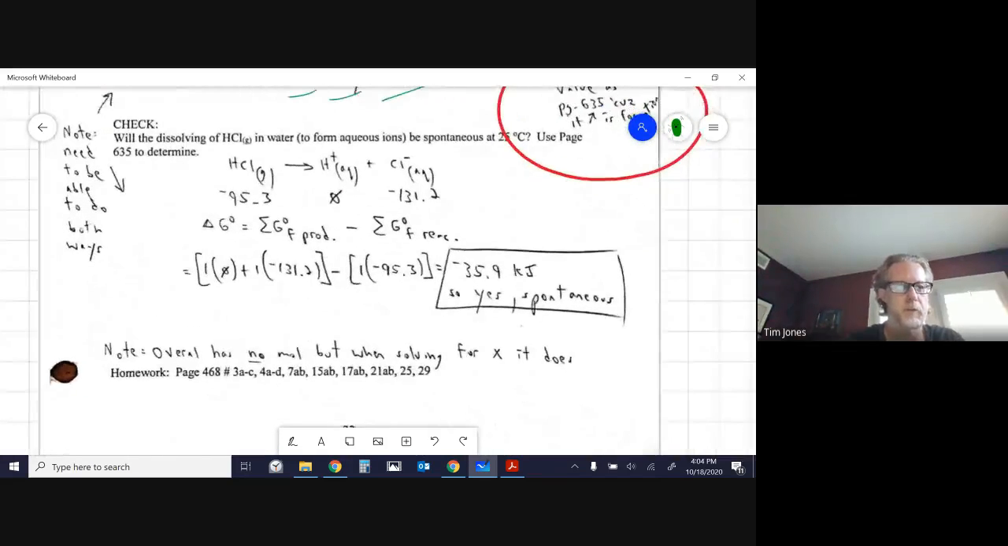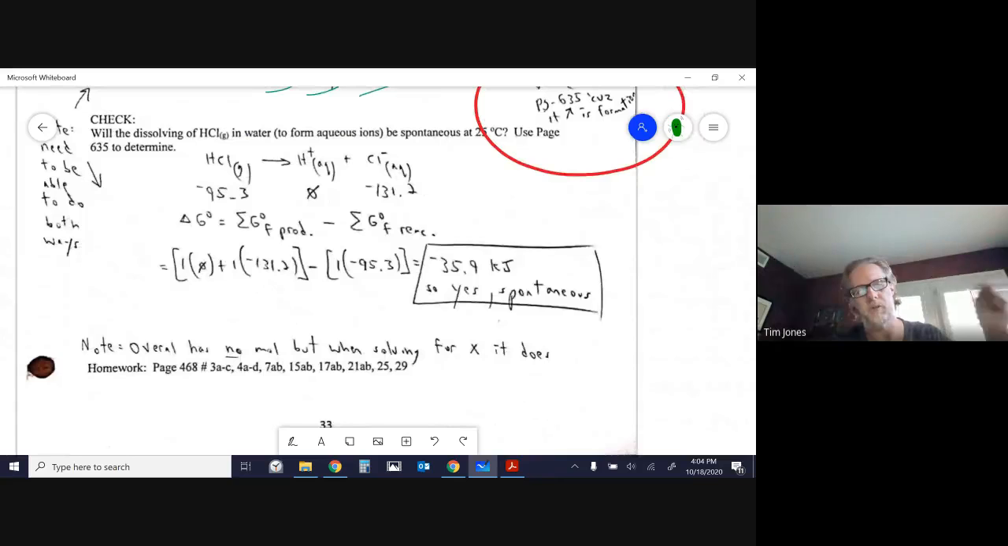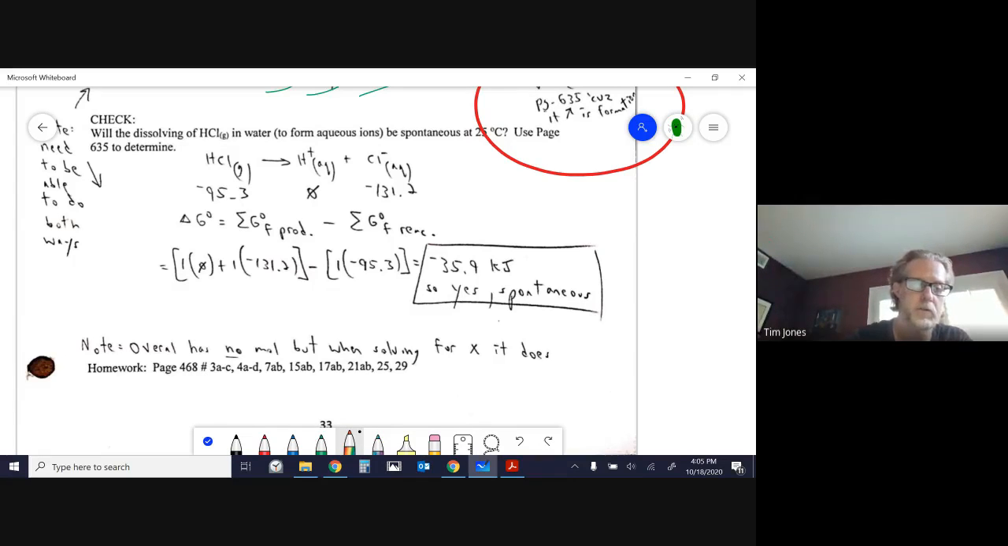Here's one where we just take the direct approach. We're just going to jump right into solving for the delta G using summation. So will HCl gas, known as hydrogen chloride, dissolve in water to form ions, which we know is hydrochloric acid, be spontaneous at 25 degrees Celsius? And in this case, we are going to jump to page 635. So let's take a look at that.